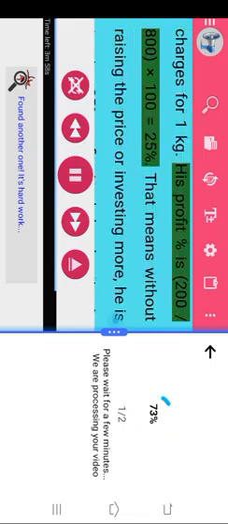Let's try another variation. A shopkeeper gives only 800 grams of a product but charges for 1 kilogram. His profit percent is 200/800 times 100 equals 25%. That means without raising the price or investing more, he is earning 25% profit simply by cheating in weight.